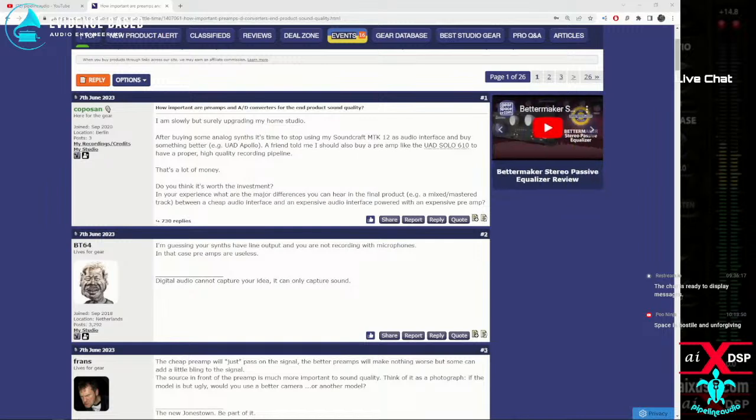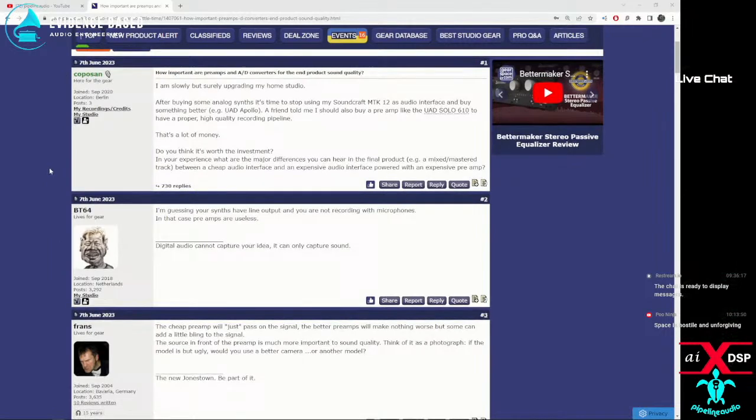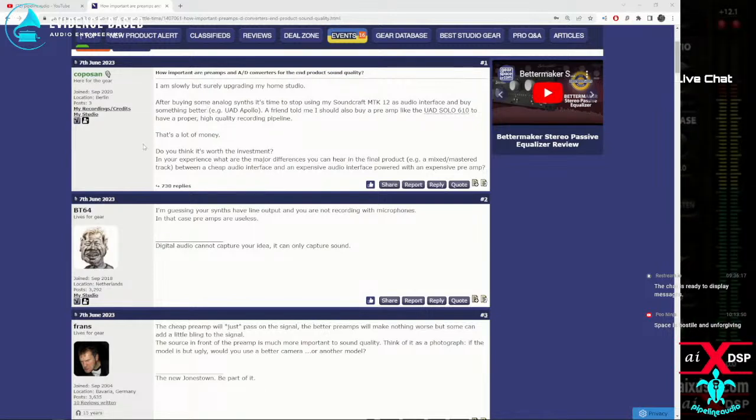Then there's distortion, and there's noise. There's also time-based error and stuff, and phase issues if that is applicable. But for the most part, you're talking about noise, distortion, frequency response, and bandwidth. Okay, so that's really what you're looking at. So when you're talking about a Soundcraft MTK12 as audio interface and buy something better, what's wrong with it? First of all, you have to establish that there's actually something wrong with that. I'm going to say that there's not really something better.